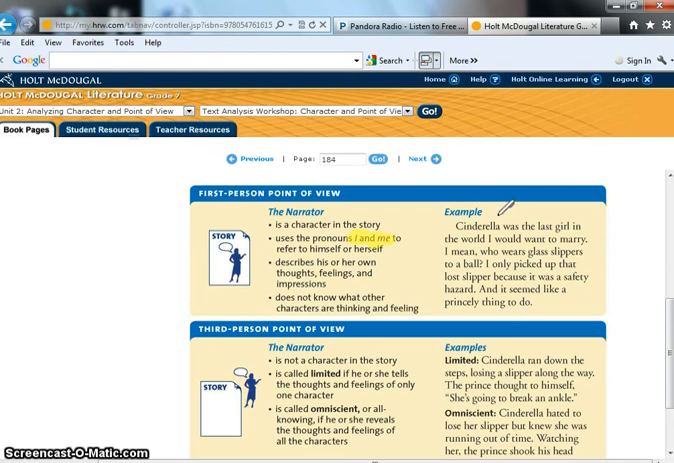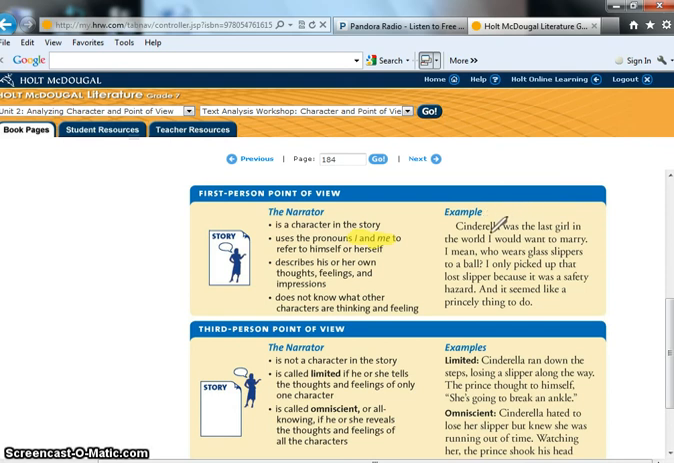Cinderella was the last girl in the world I would want to marry. I mean, who wears glass slippers to a ball? I only picked up that lost slipper because it was a safety hazard, and it seemed like a pretty princely thing to do.